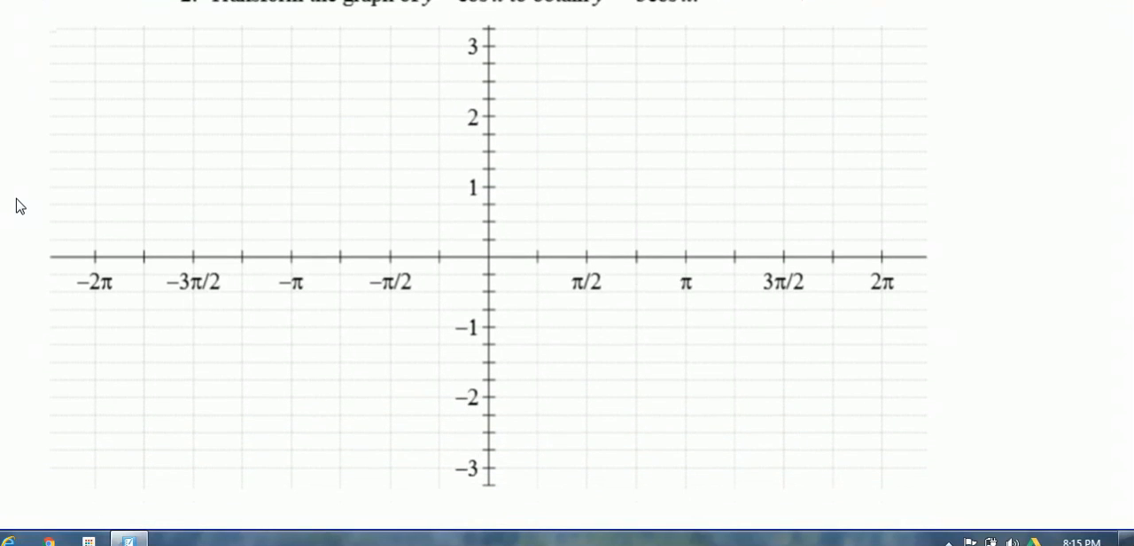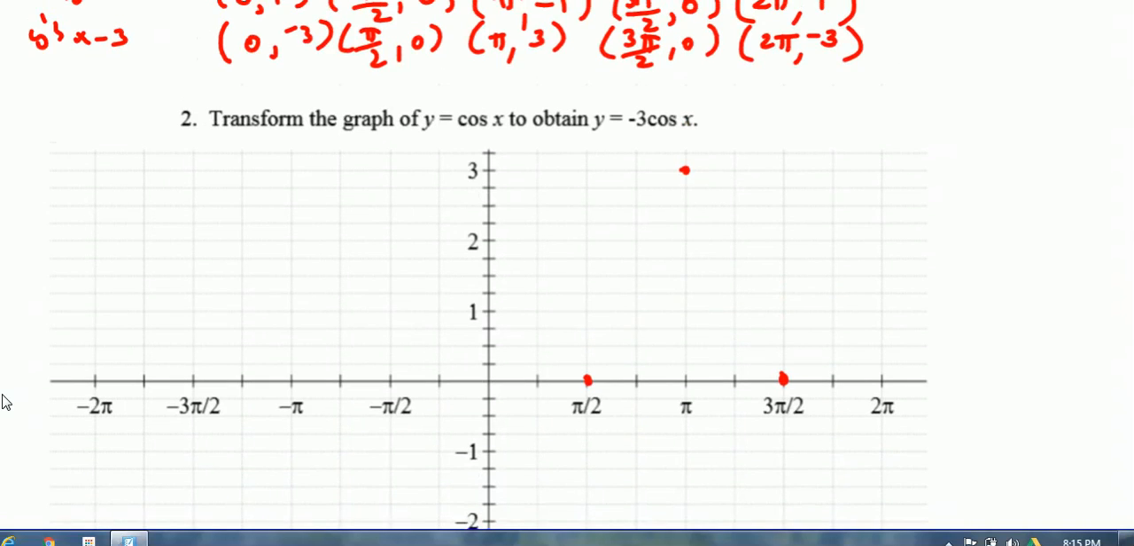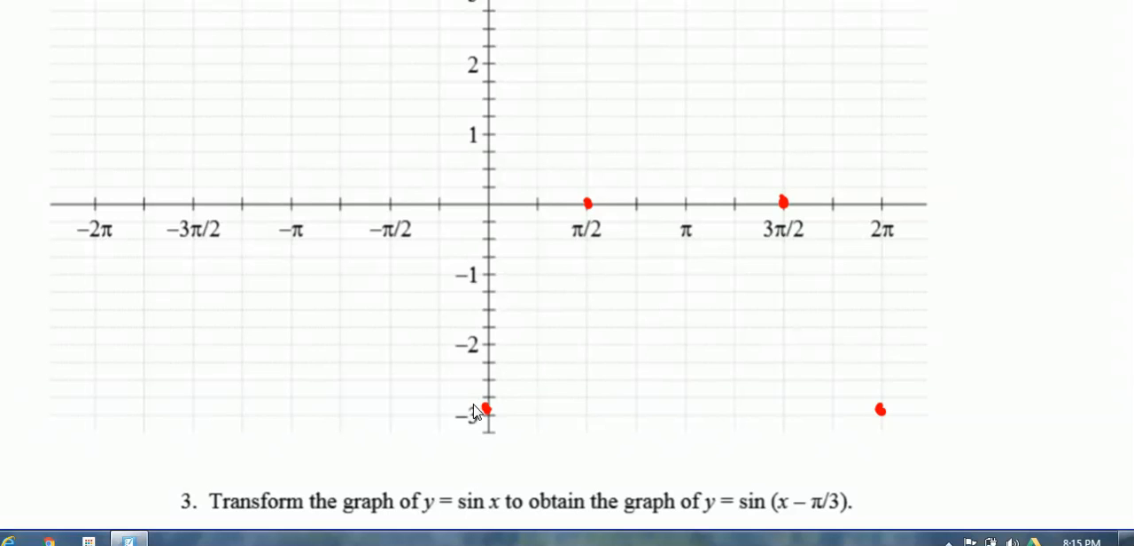So because there was a reflection, now it's starting at its minimum. And then it's going to go to pi by 2 and 0, so it's still at its zeros. And then it's going to go to its maximum, which is up at 3. And it's going to come back down to its zeros, and then back down to its minimum. 0 and negative 3. So there we go.